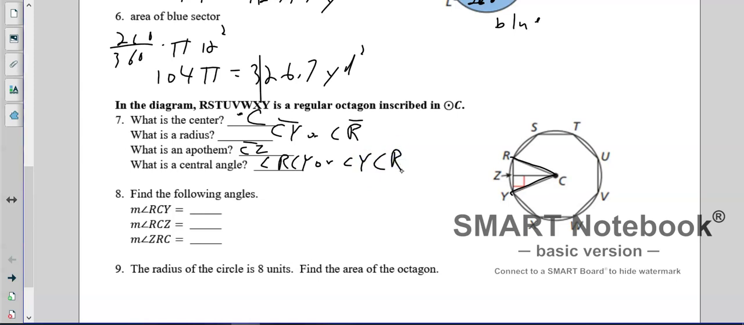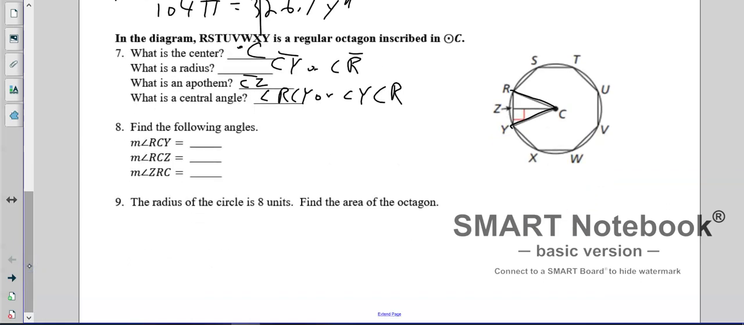Okay. Now, find the measure of the angles. Right? RCY. Well, we have an octagon. There's 360 degrees in an octagon. If we divide by 8, we get 45. That means every central angle is 45. So RCY, being a central angle, is 45 degrees. Okay?